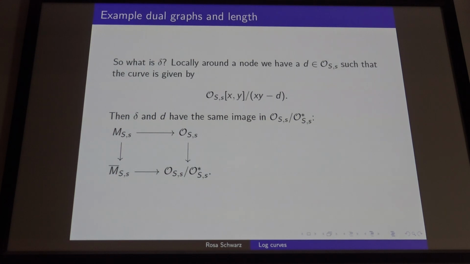So what's delta? Locally around the node it is given by this equation xy = d for some d, and then delta and d will have the same image in the lower right corner of this diagram. Namely, d is an element from O_{S,s}, and delta will be an element from the characteristic monoid M_S. These will map to the same element. And this delta in this monoid will be your length.